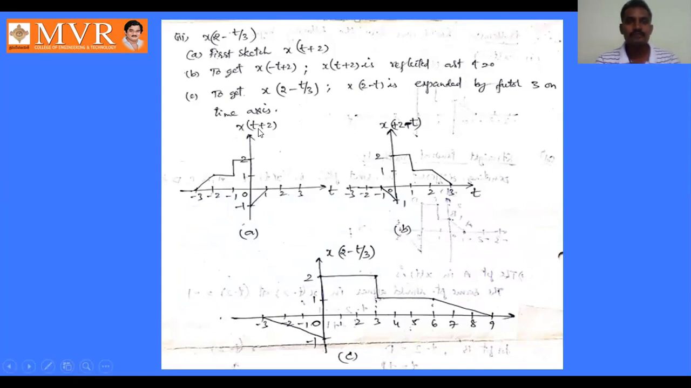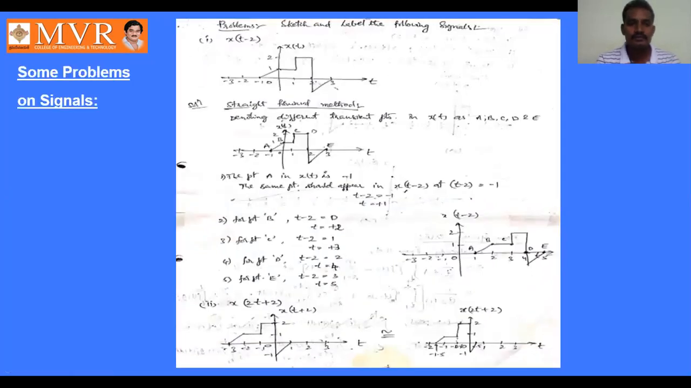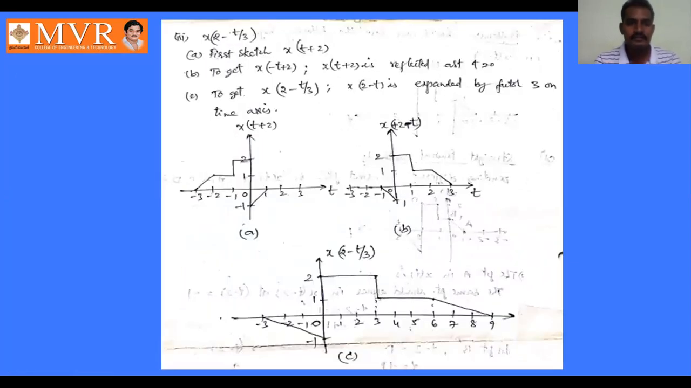T plus 2 should be equated to the value of a, which is minus 1. So t plus 2 equal to minus 1, or t equal to minus 1 minus 2, which is minus 3. So in the x of t plus 2, it will start from minus 3. Like this, we will get x of t plus 2. In the same manner, we can find out x of 2 minus t by 3 also.